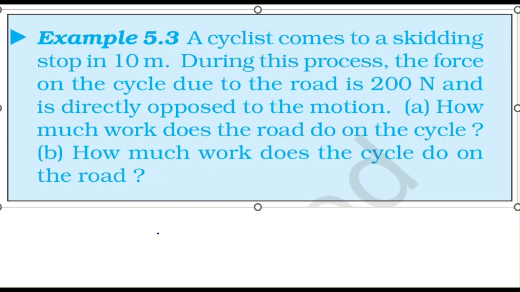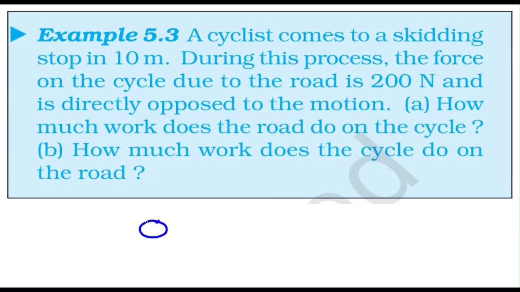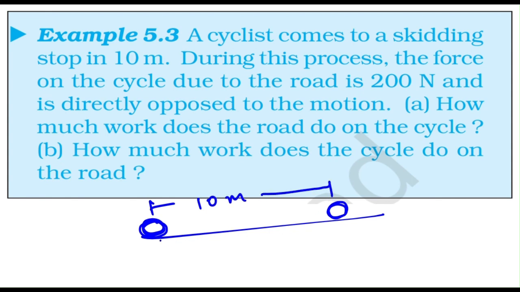What is happening actually? Let's say this is the cyclist, this is skidding, and it skids up to 10 meters, and during this process it experiences a force opposite to its displacement of skidding, and that force is 200 newton. Now we have to say how much work does the road do on the cycle. So force here and displacement here.